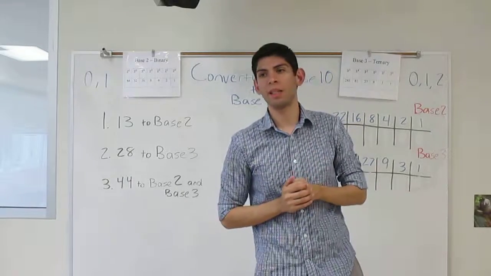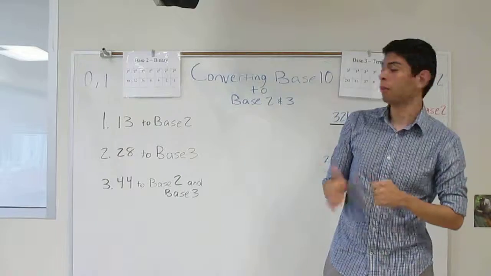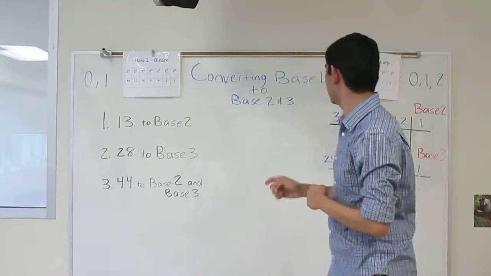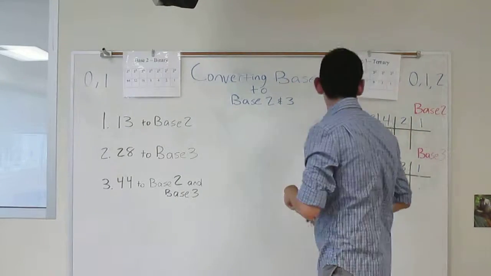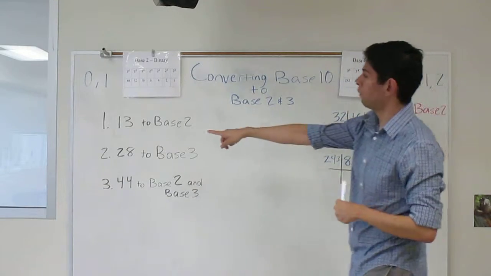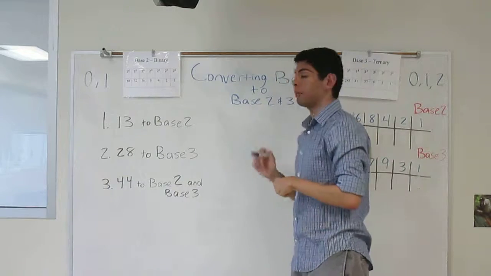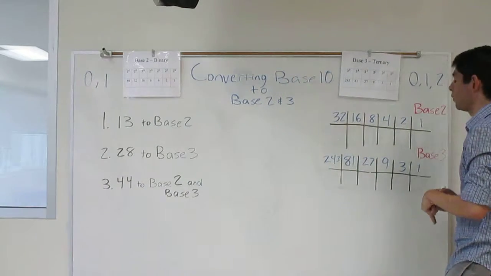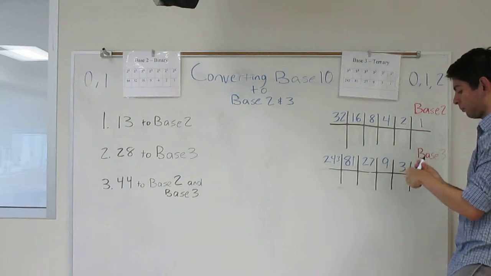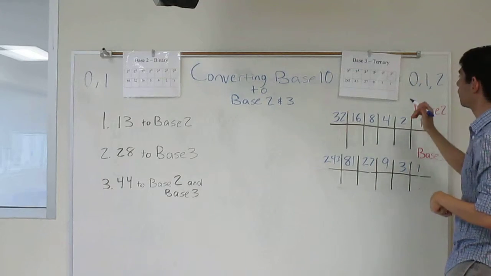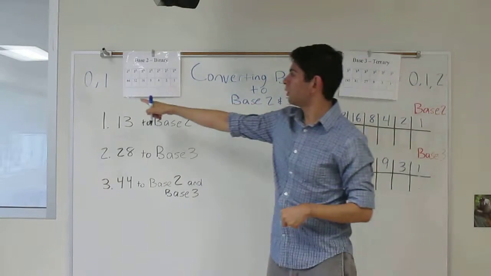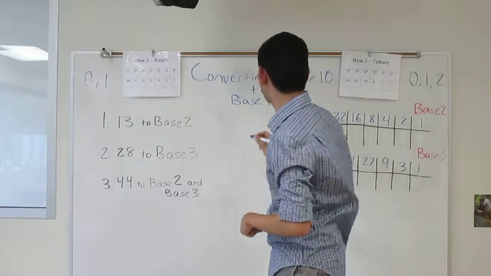Okay, class, 5 minutes is up. Please put your desks back in order, and we'll begin going over what we just talked about right here. Okay, so our first problem is to convert 13 into base 2 form. Step number 1, remember, always do your place value table right here. That'll be your first step. And the numbers we'll be using in base 2, the binary, are 0 and 1. Very important that we remember that.